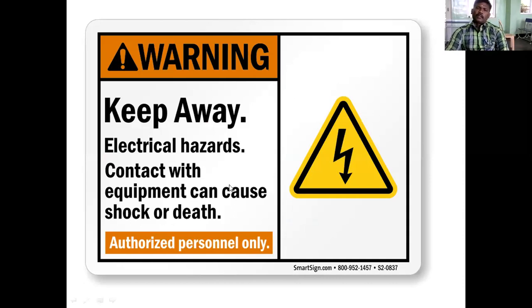Electrical hazards: contact with equipment can cause shock or death. Nowadays, this is the main thing, electrical hazards. Some films also introduce this type of hazard. In foreign countries they show the destruction caused by electrical hazards, and in India some films also focus on these things.